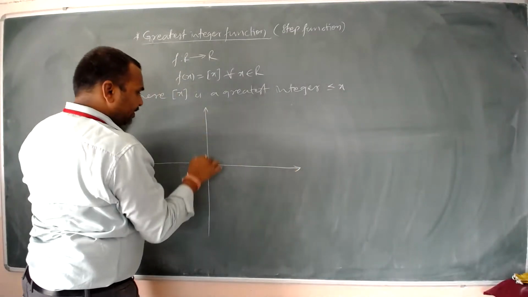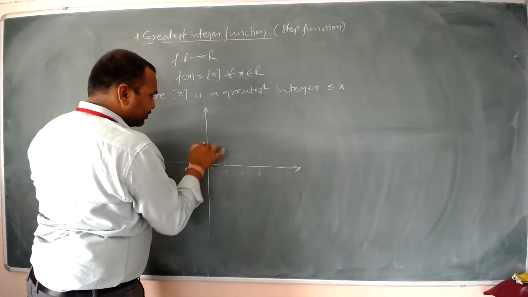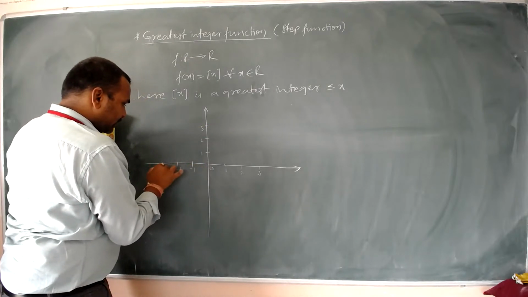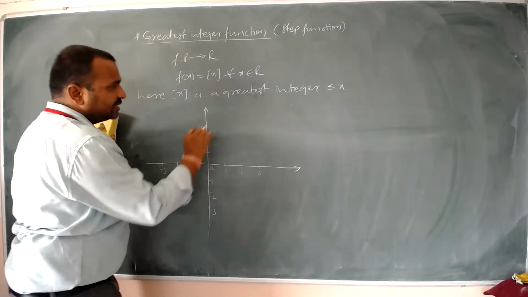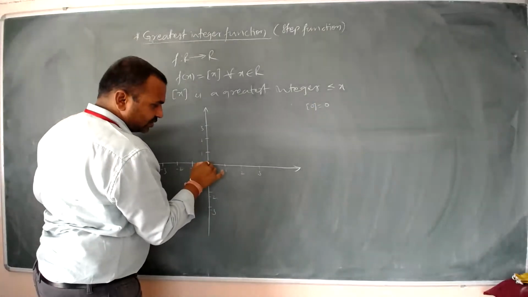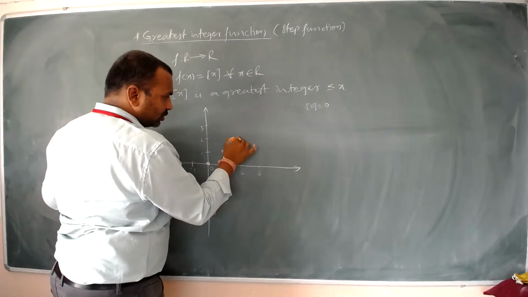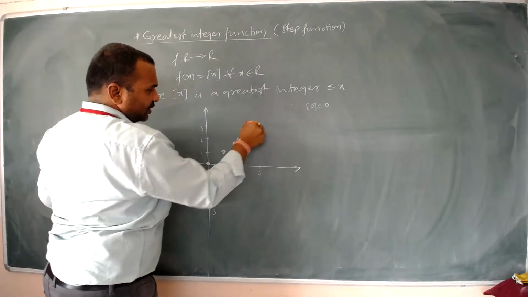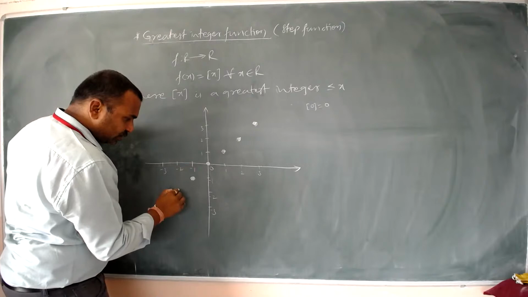Just try to understand now. 0, 1, 2, 3. Here 1, 2, 3. Minus 1, minus 2, minus 3. At 0, it means box 0, which is 0 only. Box 1 is 1, box 2 is 2, box 3 is 3. Correct? Box -1 is -1 only, so box -2 is -2 only.